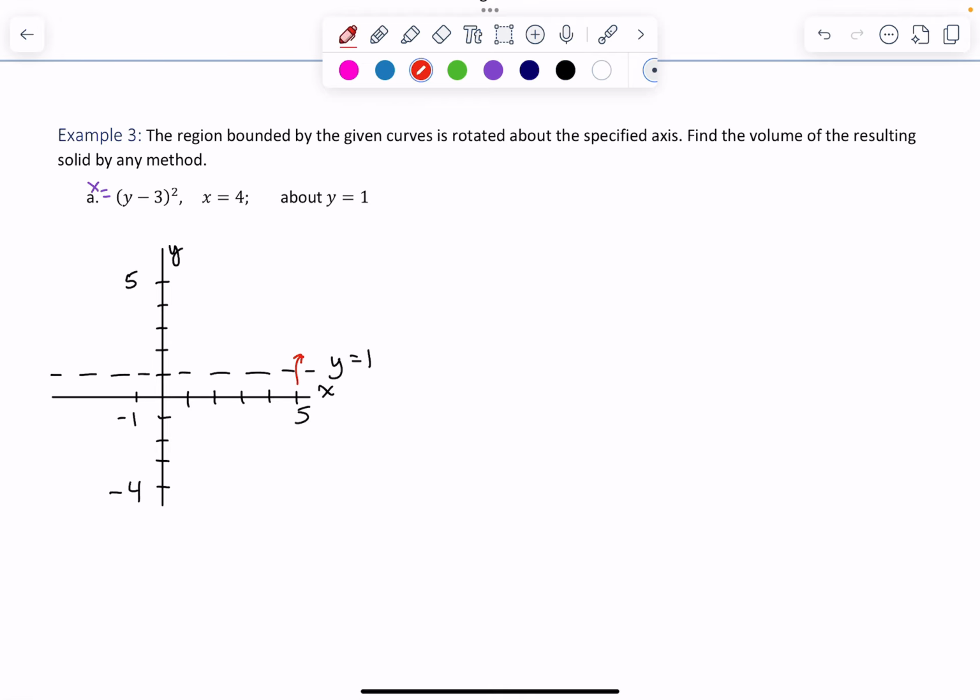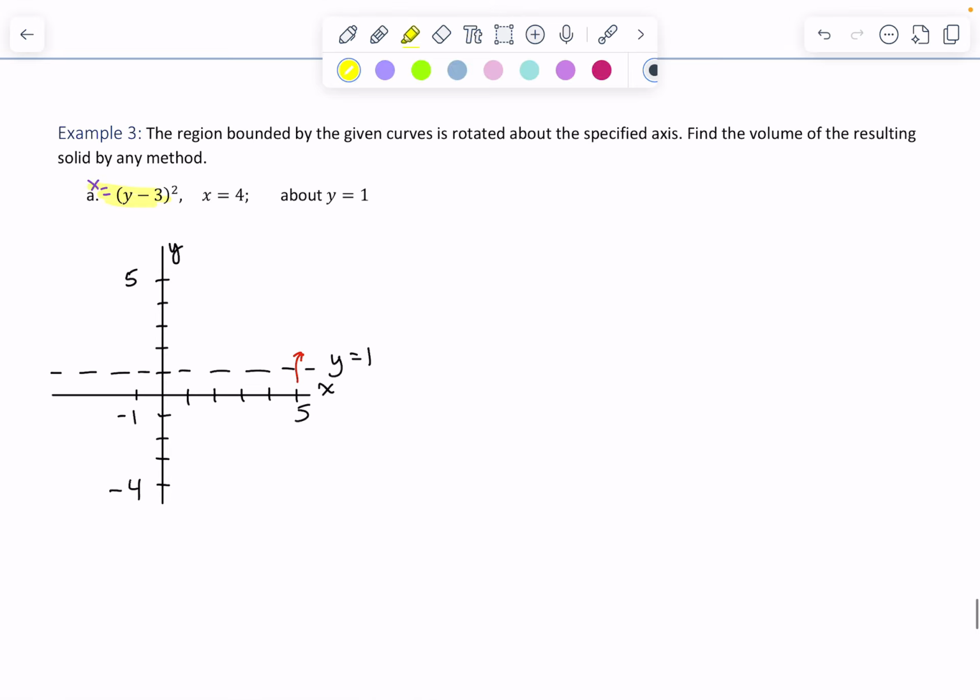So to start with, I'm looking at this and thinking about which method I want to use. And what I notice is that this right here is one of those sideways parabolas. Okay, so it's going to open to the positive infinity side, because when I FOIL the y minus 3 squared, I'm going to get a y squared. It's positive. It opens toward positive infinity.